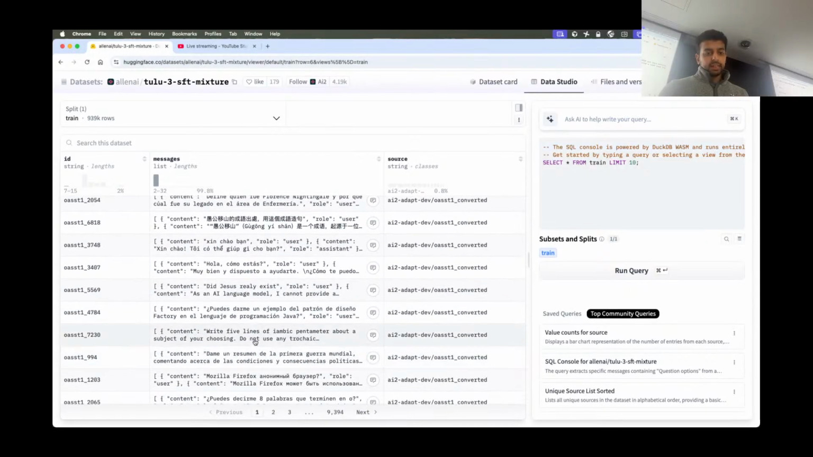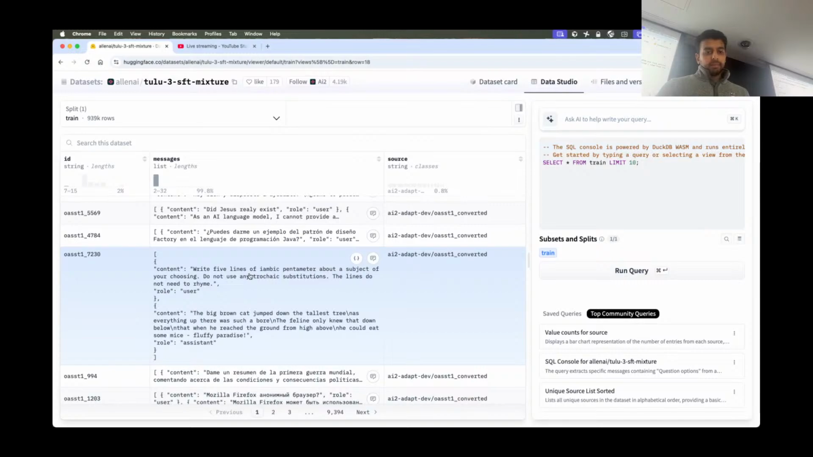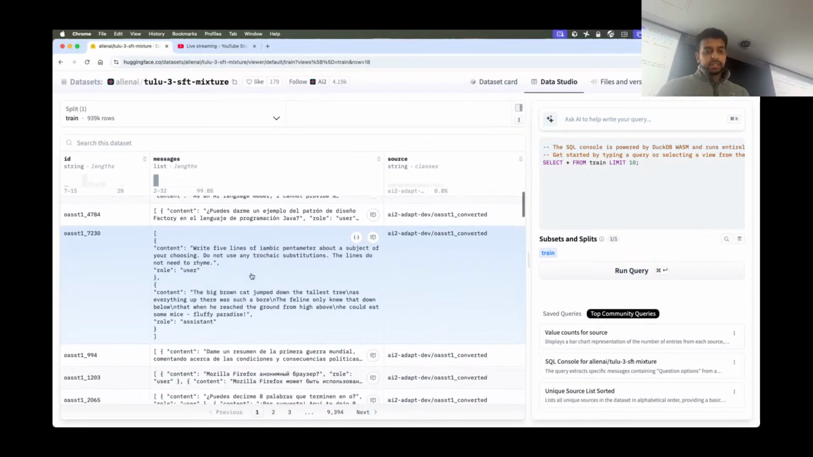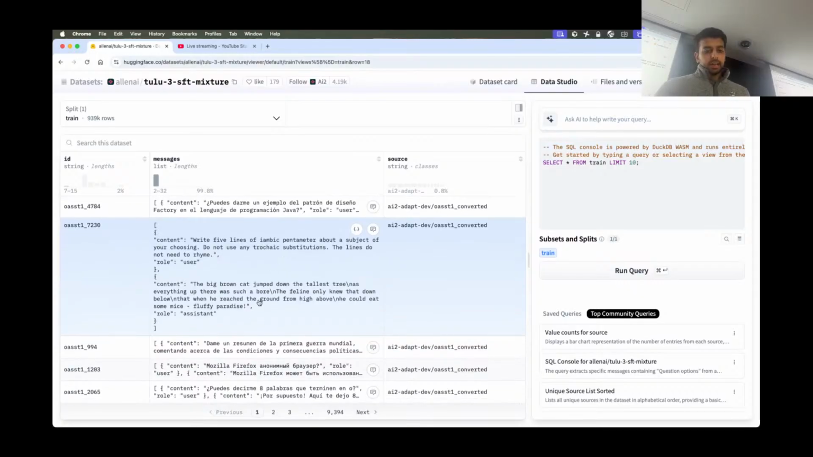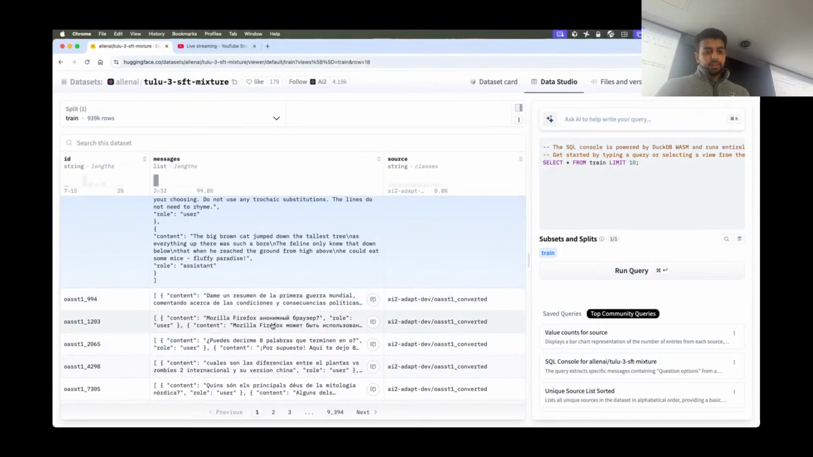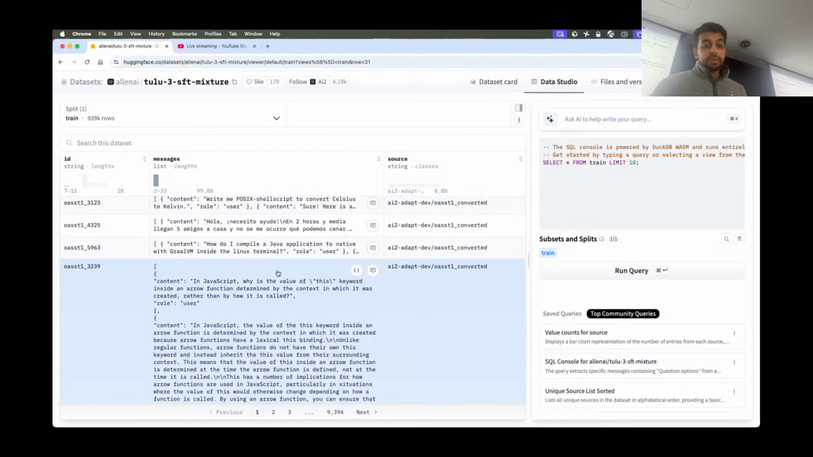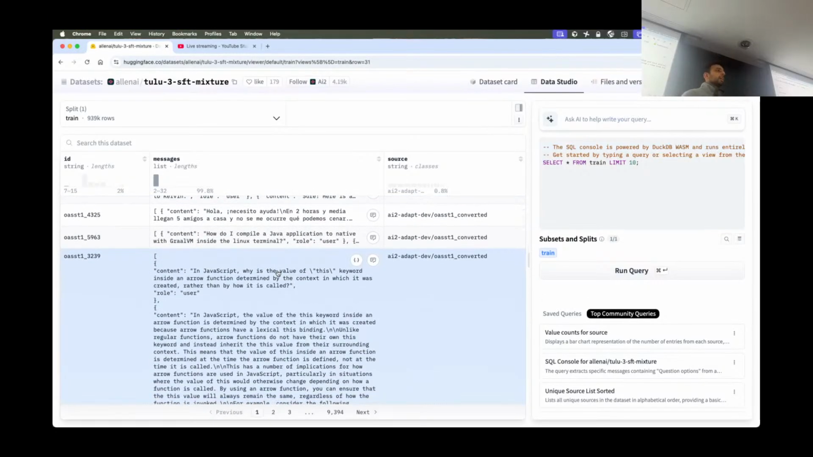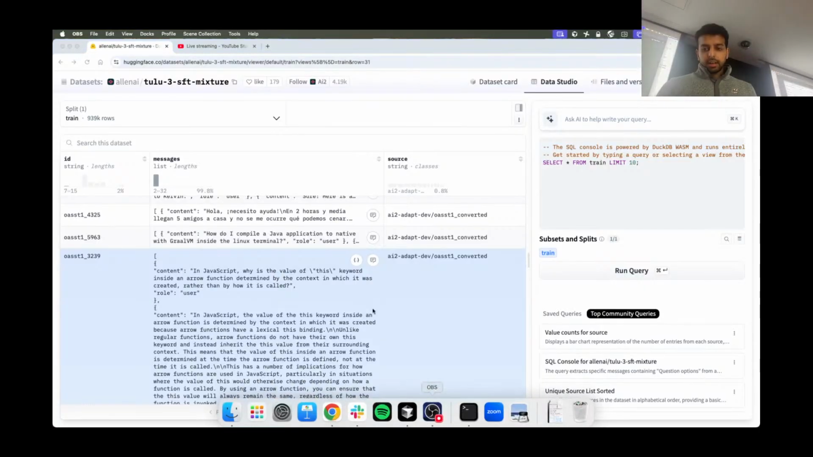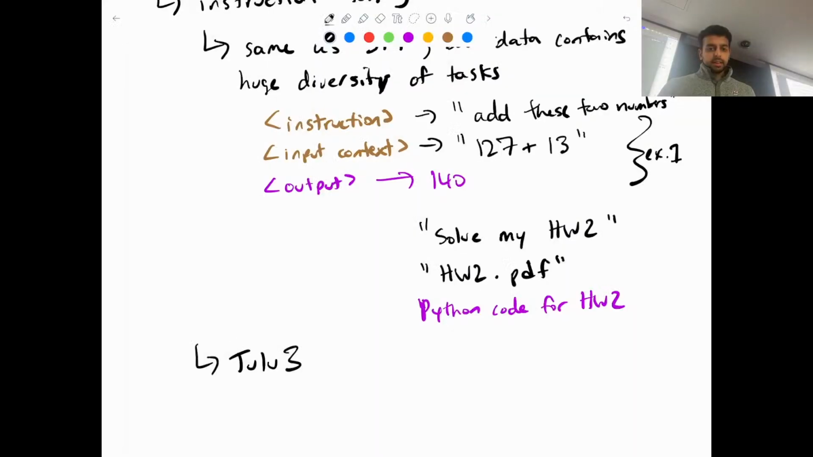So you can see that there's a lot of non-English instructions and outputs. There's more constrained ones. I don't know what this is, and so on. There are millions of these in data sets like these, and if you're interested for your project, you can check out any of these. All right, so let's go back to the iPad.